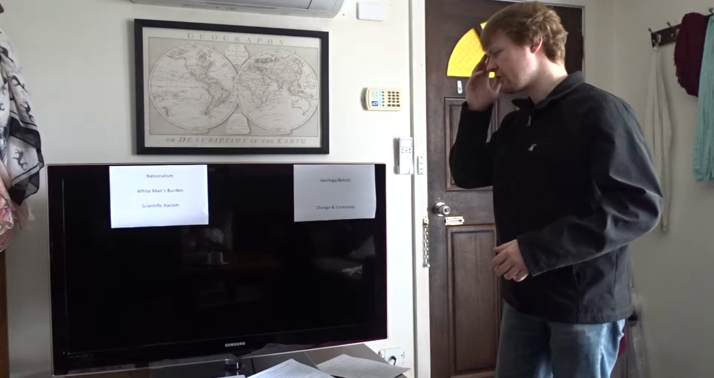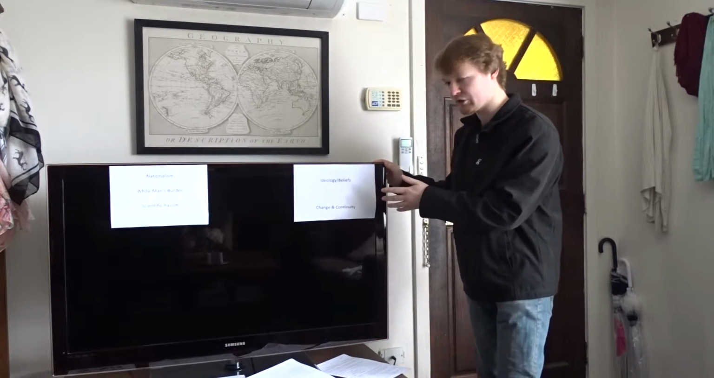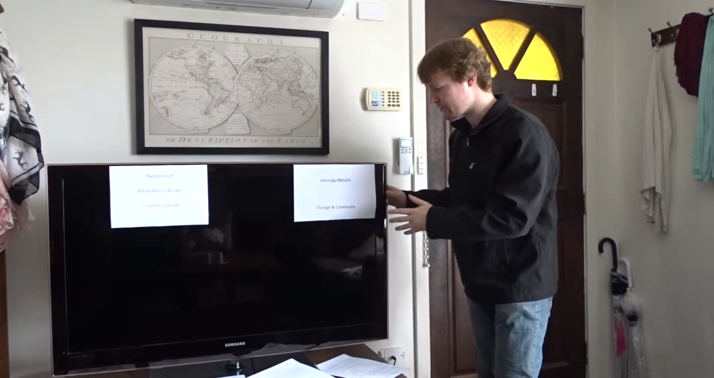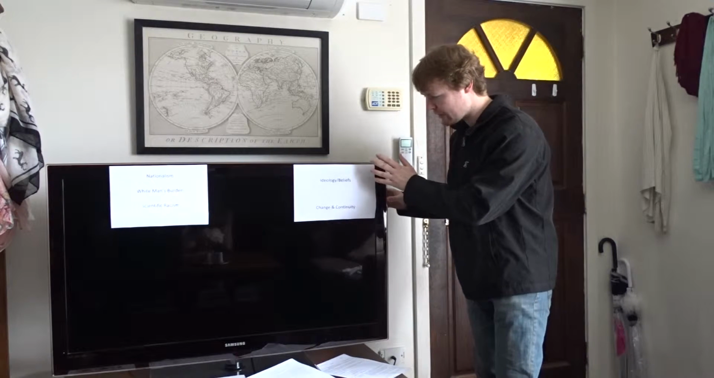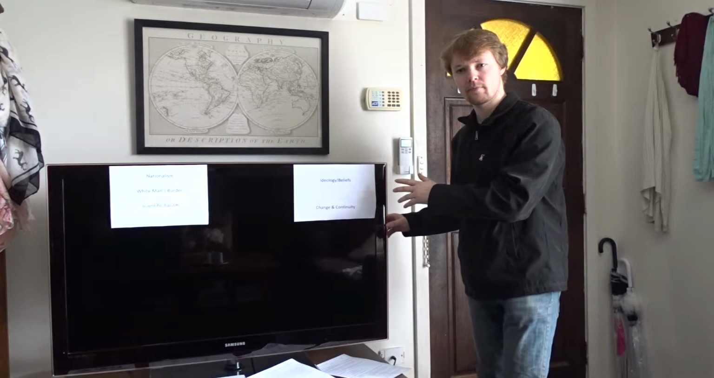bit of a bridge to jump onto our current point, which is looking at these second-order historical concepts of ideology and belief and change and continuity. We've done a little bit of the second one, but can anyone tell me what ideology refers to?